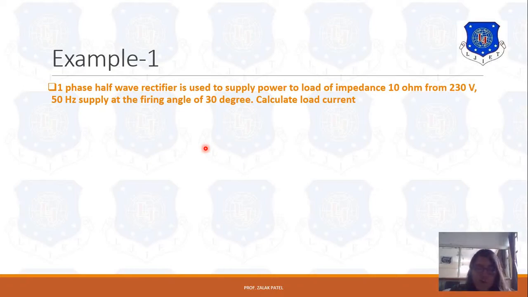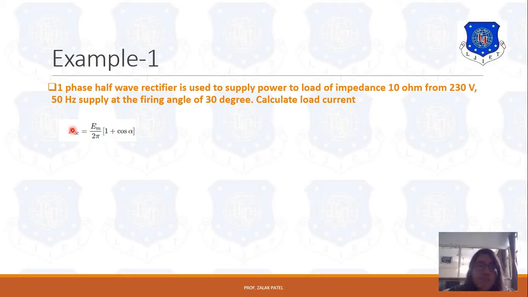Now in this question, first of all, a single phase half wave rectifier is given, so this should be considered. If a three phase half wave rectifier is asked, then the equation will be different. The impedance is 10 ohm. Here the voltage is 230 volt, which is nothing but the RMS voltage. 50 Hz is the frequency, and the firing angle is 30, which means alpha is equal to 30 degree.